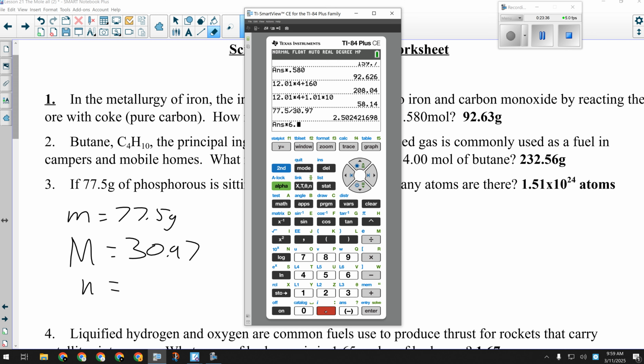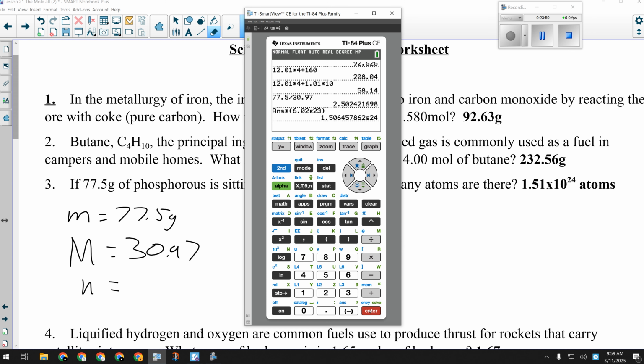Multiply that by Avogadro's number. Whoop, and I forgot to put it in brackets. That makes a difference. And we get 1.51 times 10 to the 24 atoms. Why do I get atoms? Because it's an element, yeah.